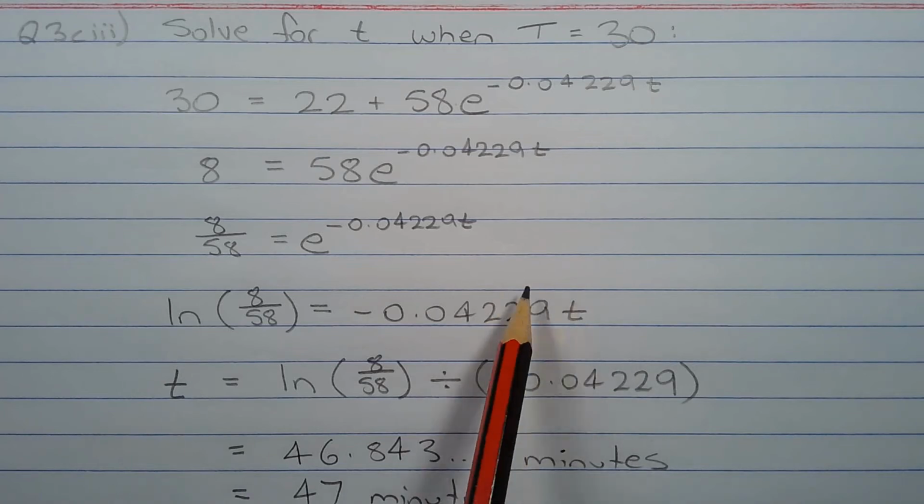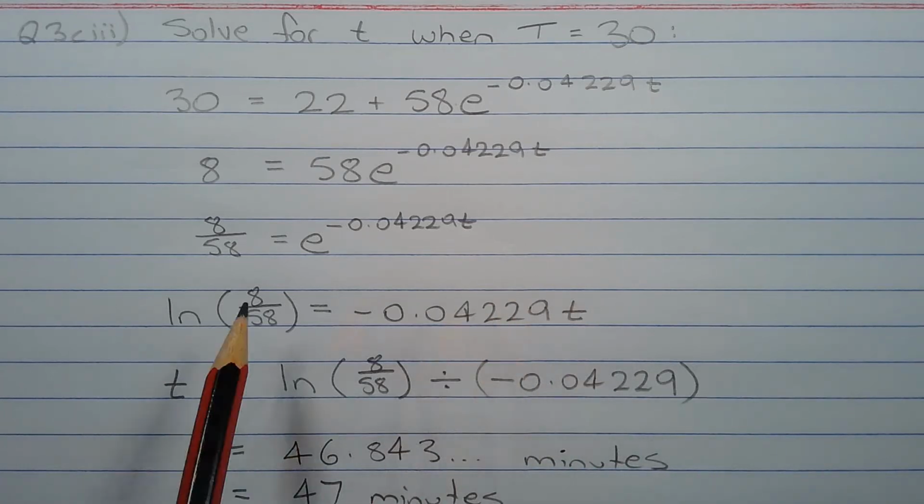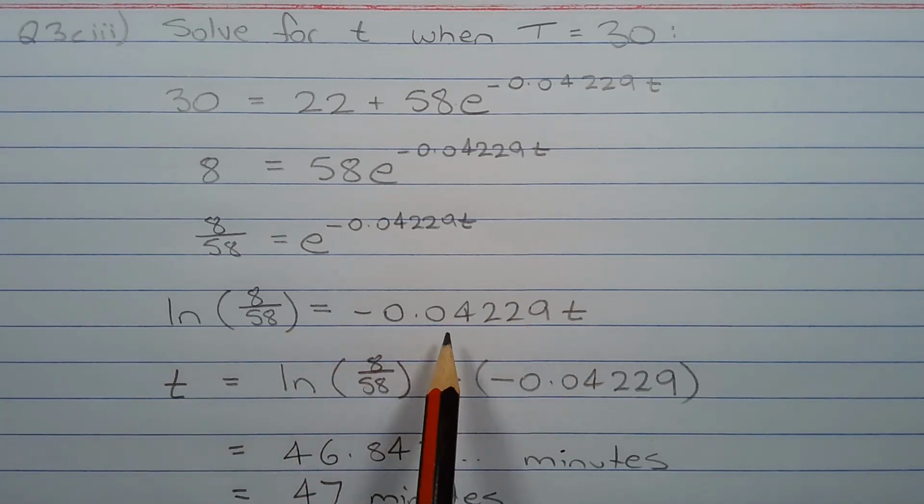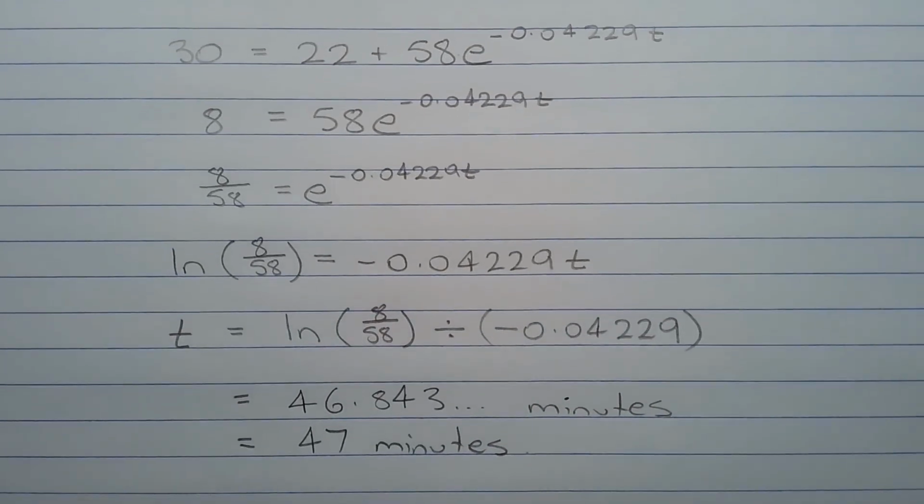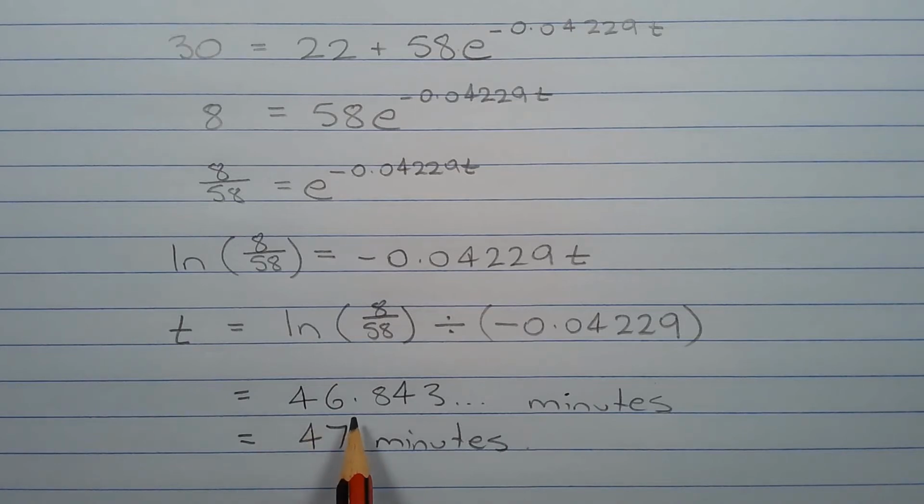So we're going to make t the subject of the formula now. We're going to divide both sides by -0.04229. So we get t is equal to ln of (8 over 58) divided by -0.04229. And that equals 46.843 minutes, which is equal to 47 minutes, correct to the nearest minute.